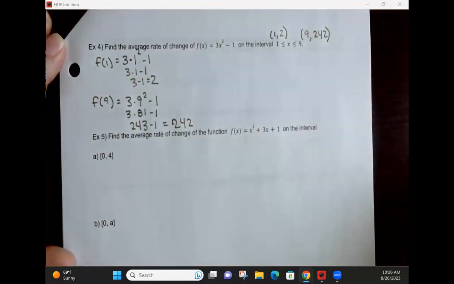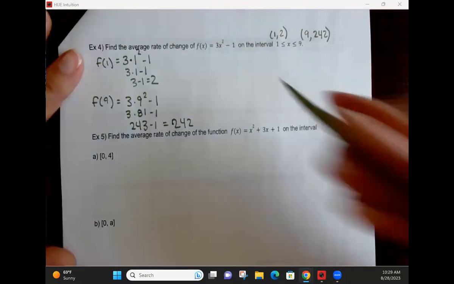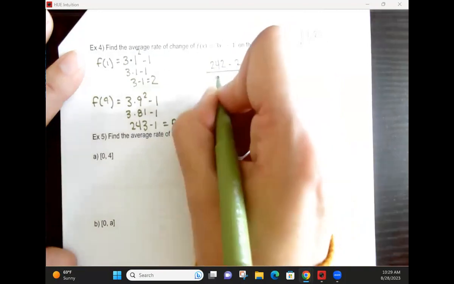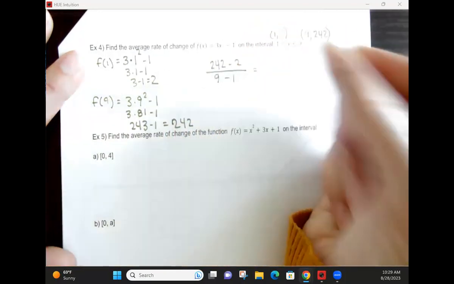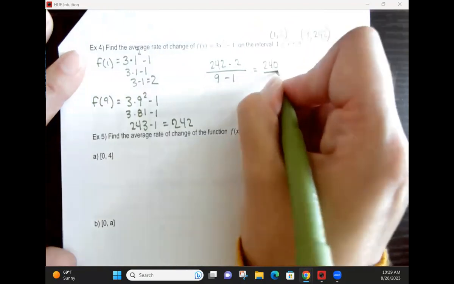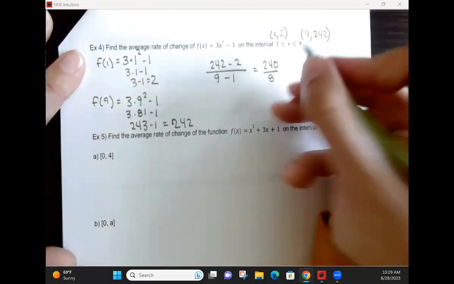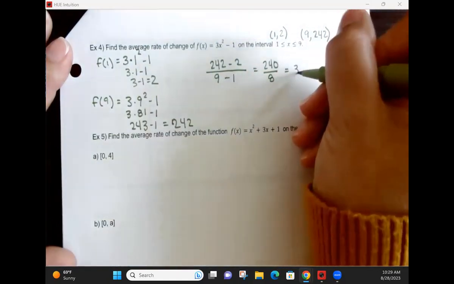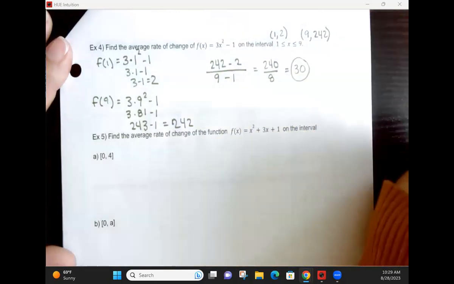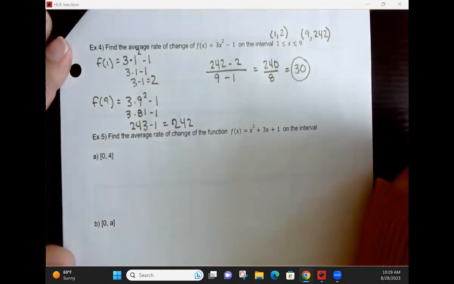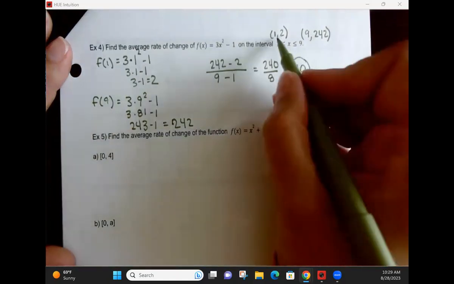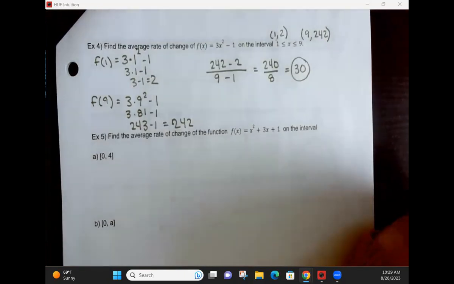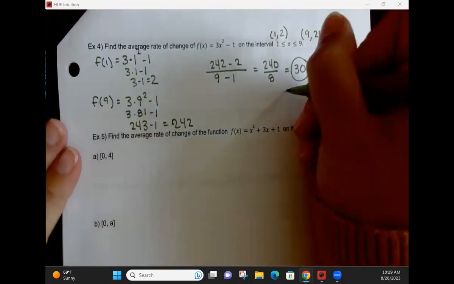And then we find the average rate of change between our 2 points. 242 minus 2 over 9 minus 1. This actually divides evenly. And we get 30 is our average rate of change there. So between this point and this point, our average rate of change is 30. What does that tell you about the graph? It should be increasing. The graph is increasing over this interval.